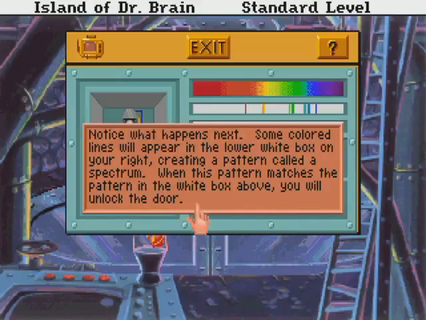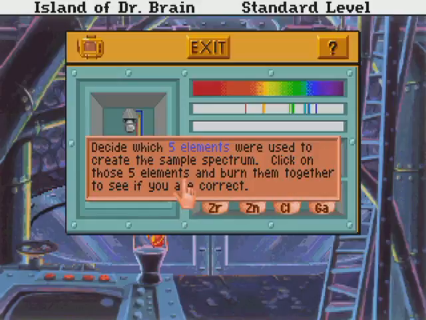Notice what happens next. Some colored lines will appear in the lower white box on the right, creating a pattern called a spectrum. When this pattern matches the pattern in the white box above, you will unlock the door. Decide which 5 elements we use to create a sample spectrum. Click on those 5 elements and burn them together to see if you are correct.